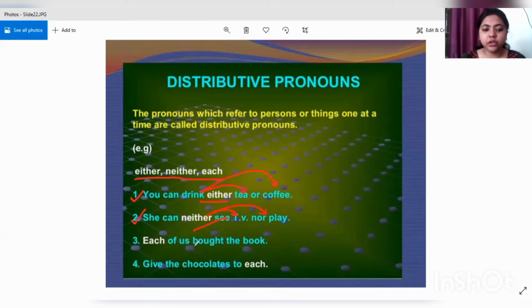Each of us bought the book. So this each is referring to us only, but each one of us, like every single person, is being referred to over here. Last, give the chocolates to each. Like each of the students who are present over here will get the chocolate. So again, we are referring these words to one person or thing at a time. So when you are distributing the reference to each and every person, that is when we use a distributive pronoun.